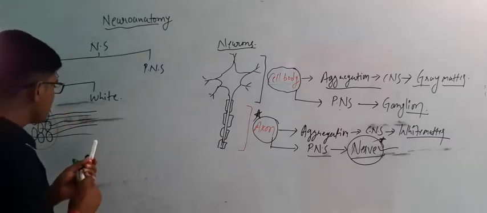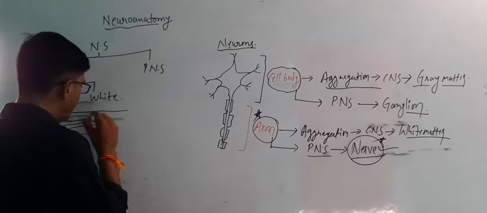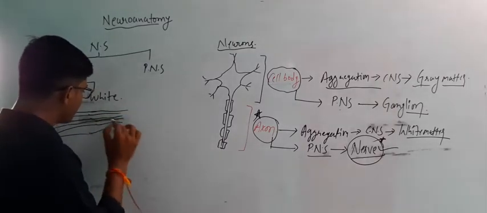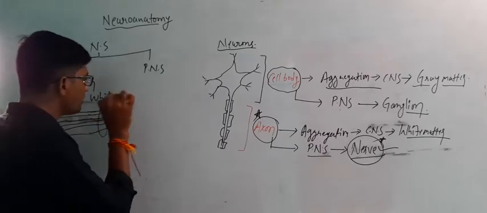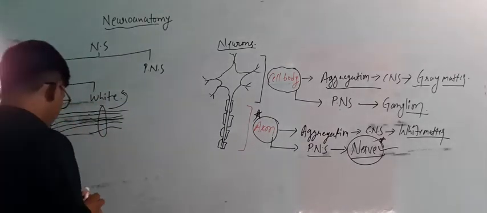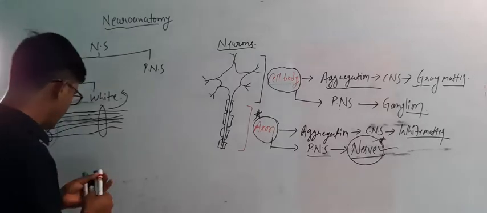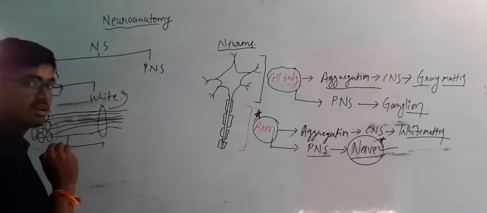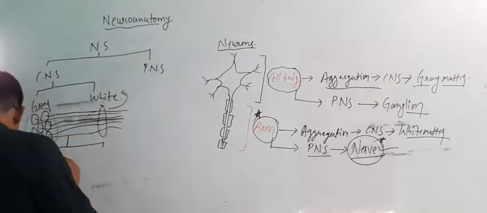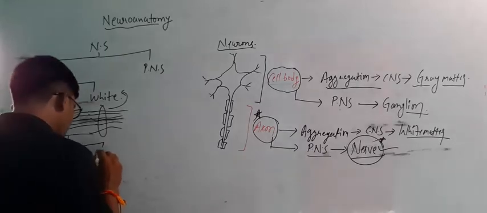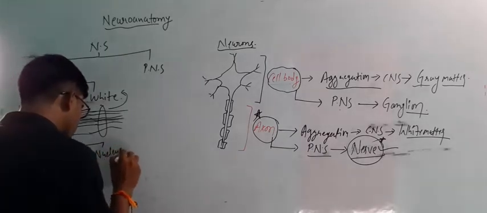And now this is the bundle. This is the axon. Okay. So the bundle of the axons, that is what? That is the white matter. Am I right? Now the gray matter is again of two types. One is the cortex, and second is the nucleus.